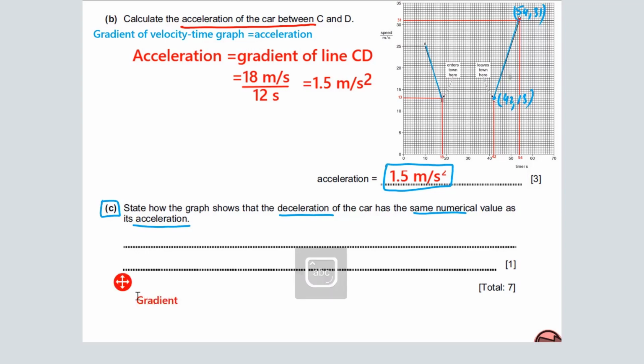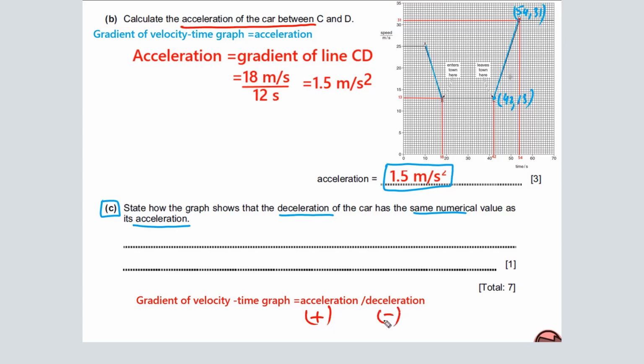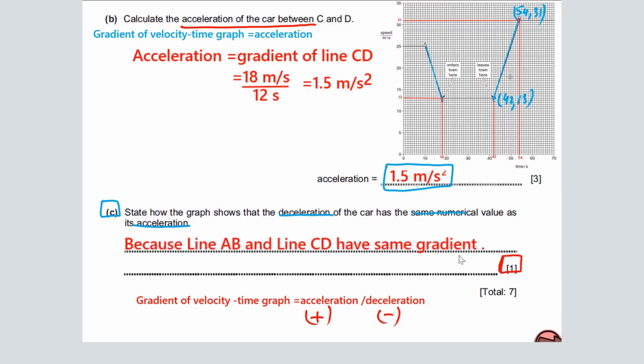Here is what you need to understand before we can answer this question. Again, the gradient of a velocity-time graph can be equal to acceleration or deceleration. If the gradient is positive, it means that is acceleration. If the gradient is negative, that is deceleration. If you understand this, then it's quite straightforward. The total marks for this part are only one mark. So here is how you can write your final answer.